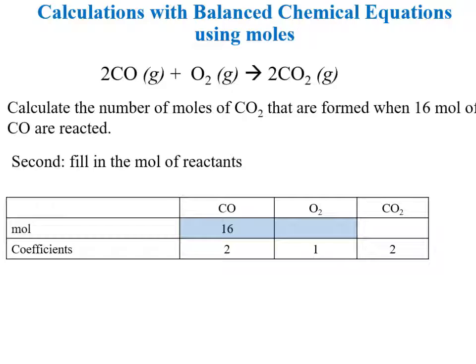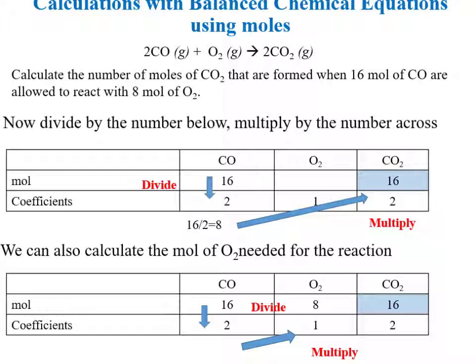In order to obtain the moles of carbon dioxide, we divide by the coefficient relative to the carbon monoxide, so 2, and then multiply by the coefficient that appears under carbon dioxide. So 16 divided by 2 is 8, multiplied by 2 is 16. We can also calculate the number of moles of oxygen needed for the reaction by using the same method. So divide the 16 moles of carbon monoxide by 2 and then multiply by 1, and we obtain 8.